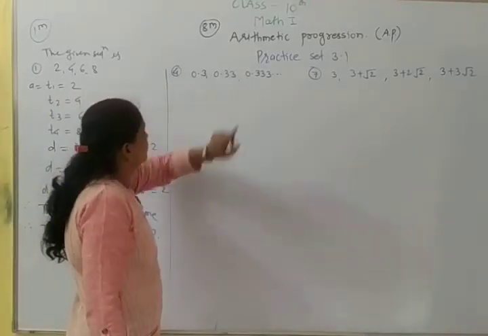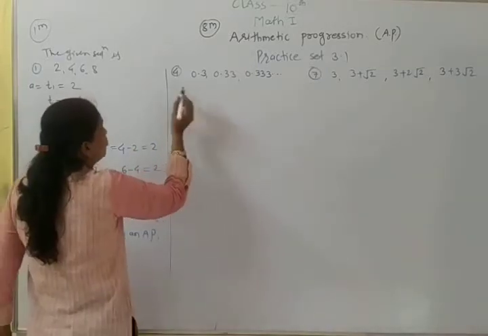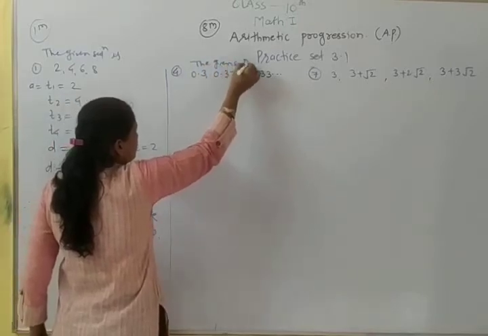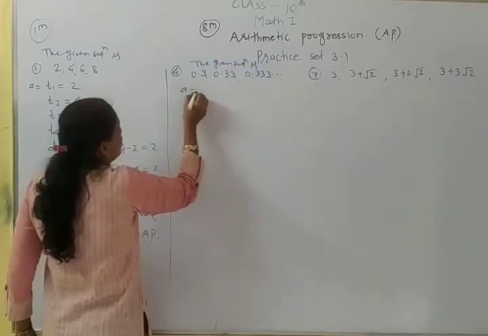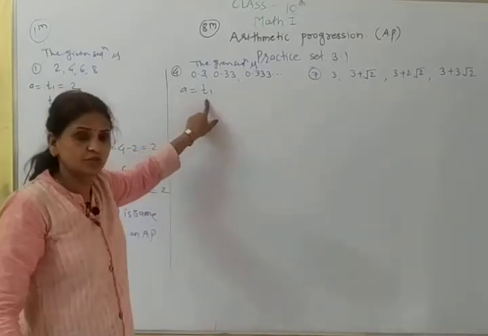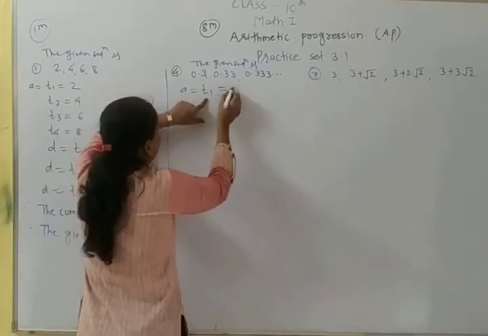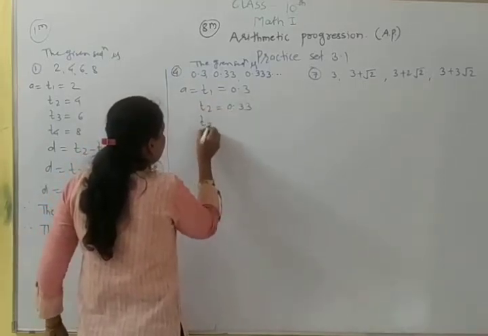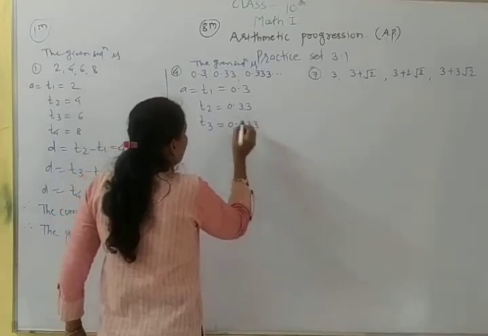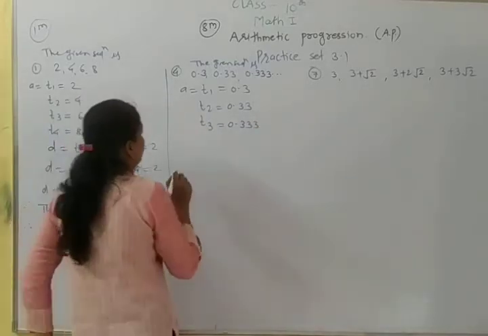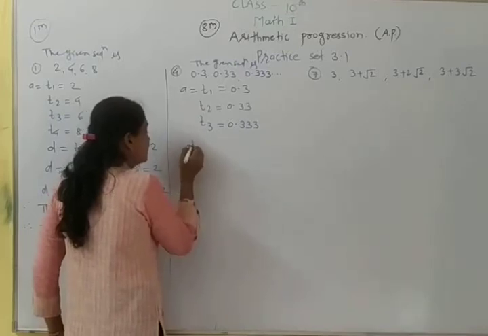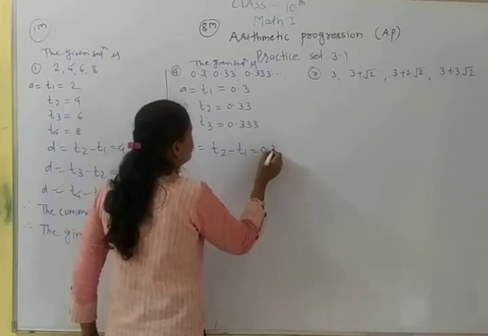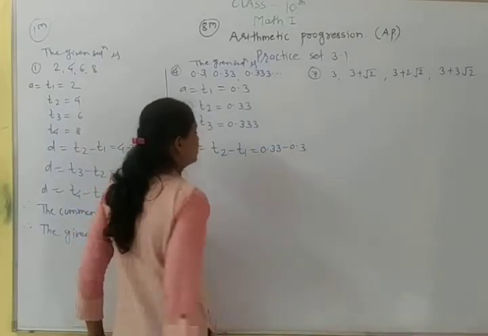In this sequence, what is the common difference? First we have to find the common difference. The given sequence is 0.3, 0.33, 0.333. Then A equal to, A means first term and T1 means also first term. A equal to T1 equal to 0.3. Then T2 equal to 0.33 and T3 equal to 0.333. Then find the common difference D. Here T2 minus T1. T2 equal to 0.33 minus 0.3.